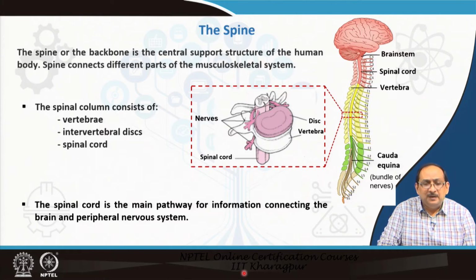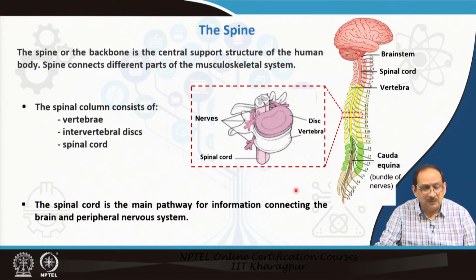The spine or the backbone is the central support structure of the human body. Spine basically connects different parts of the musculoskeletal system. The spinal column consists of the vertebra, the intervertebral disc and the spinal cord. The vertebral column surrounds the spinal cord, which travels within the spinal canal formed from a central hole in each vertebra.